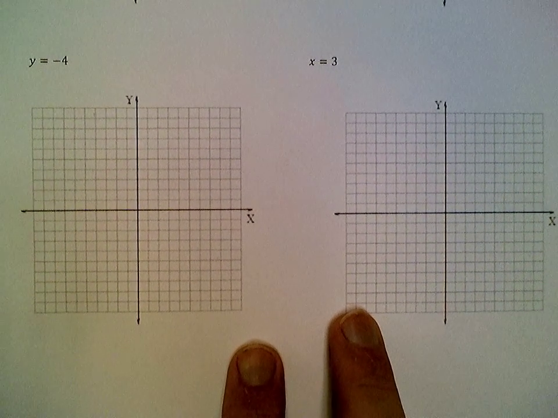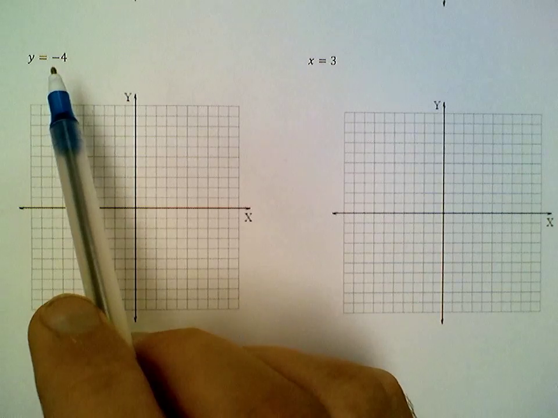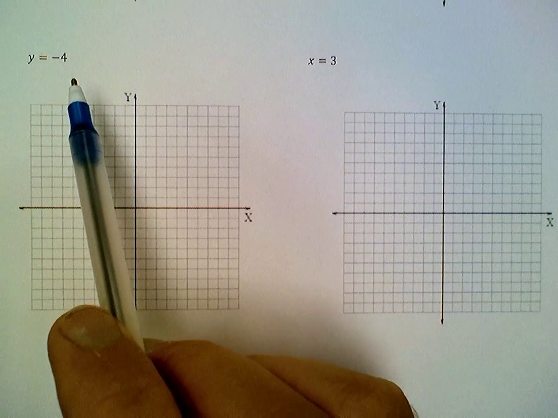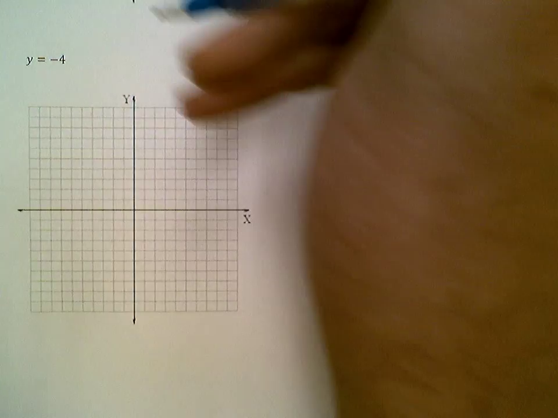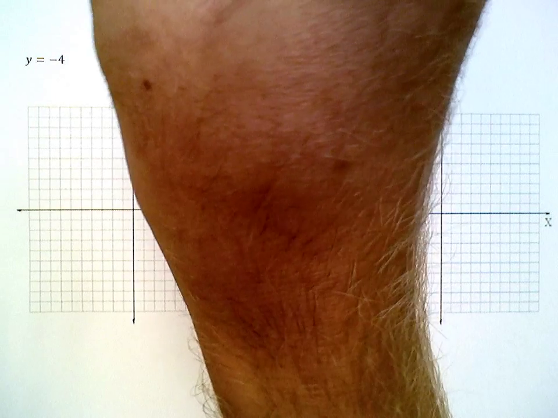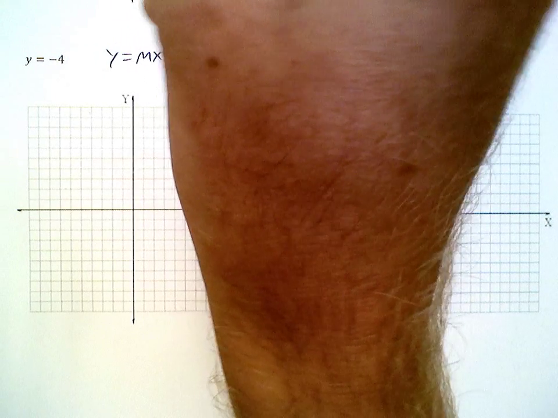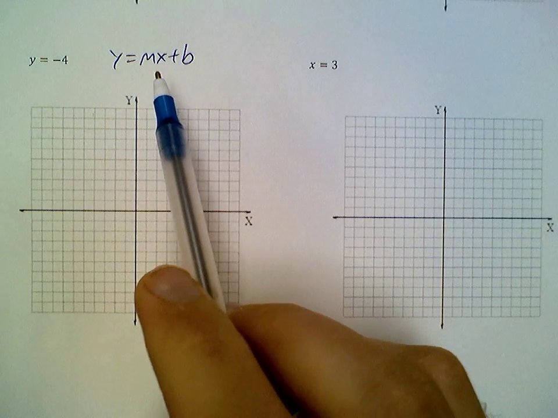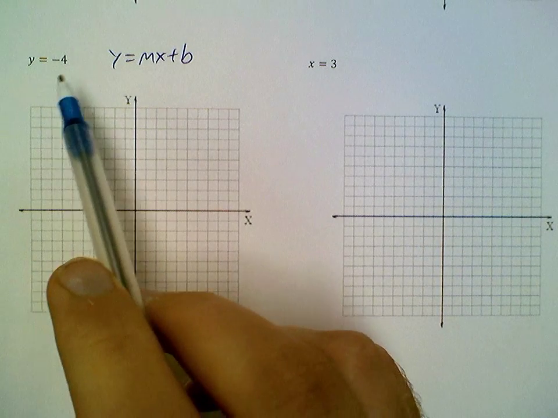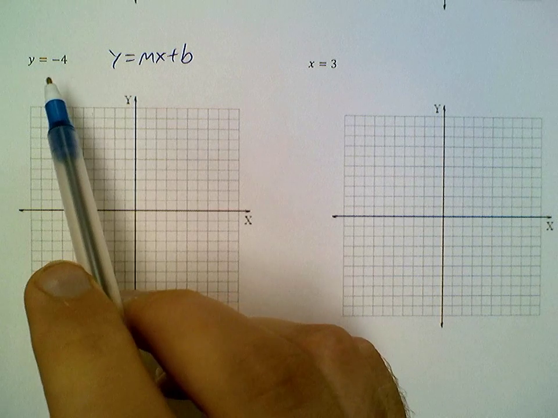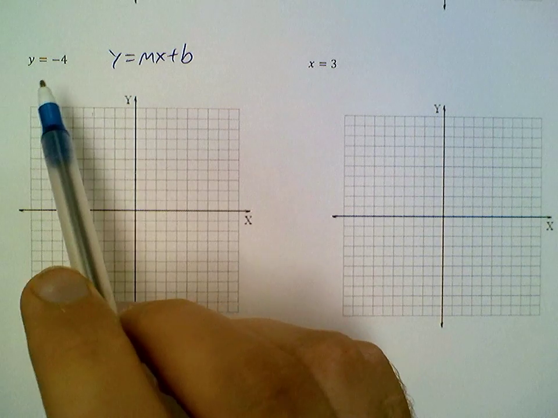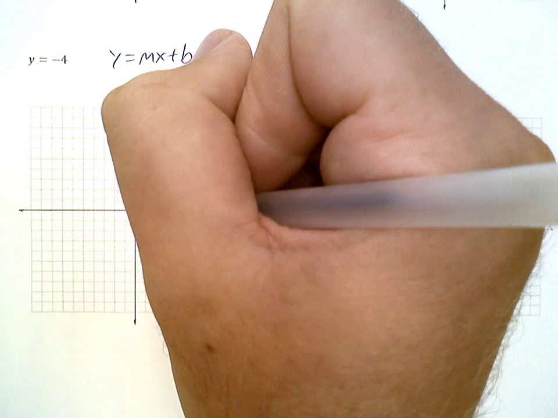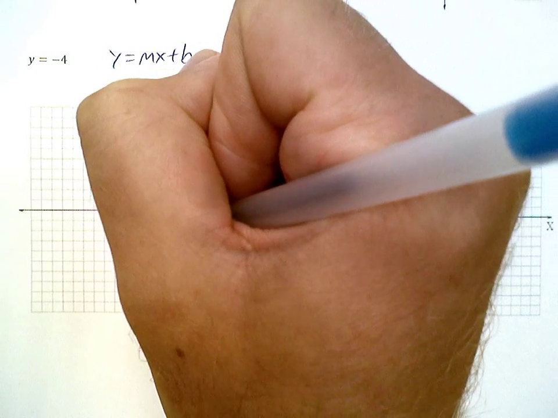Okay, so then last here I've got a couple special cases. So this first one I've got y equals -4. So believe it or not, this equation is actually still in slope-intercept form. y equals mx plus b. It just happens to be that the slope of this line is 0 because there is no mx part. The m must be 0. So it's just y. So the b, or the intercept, is -4, but the slope is 0.